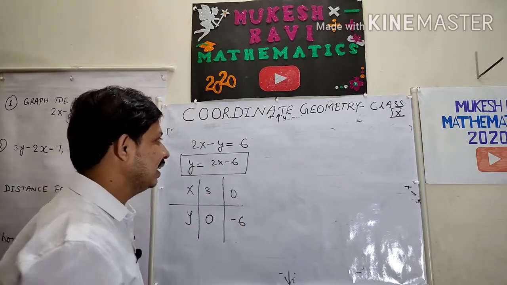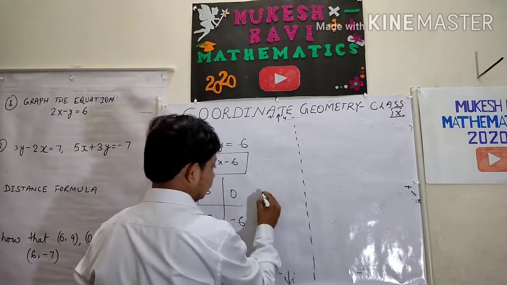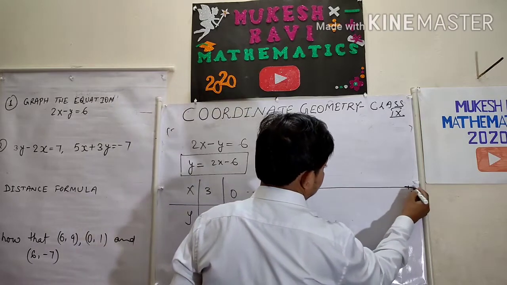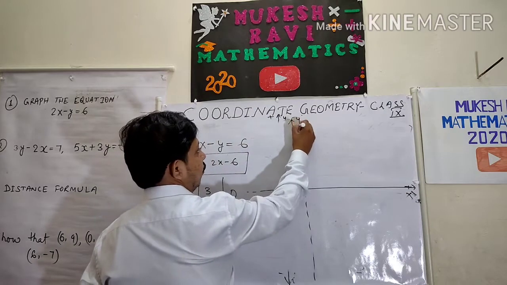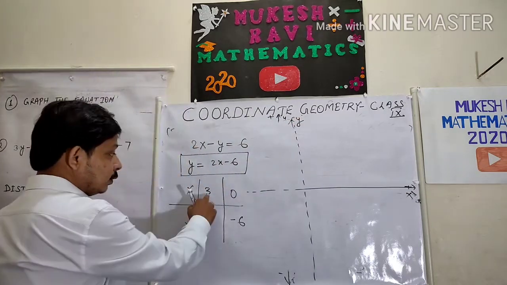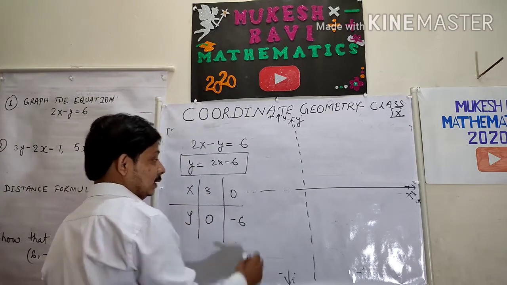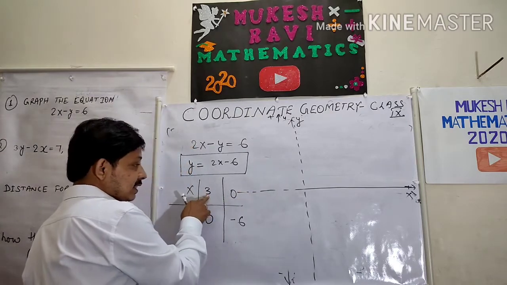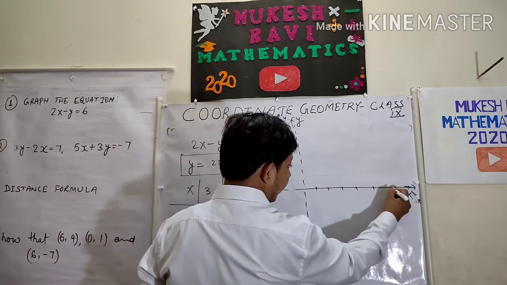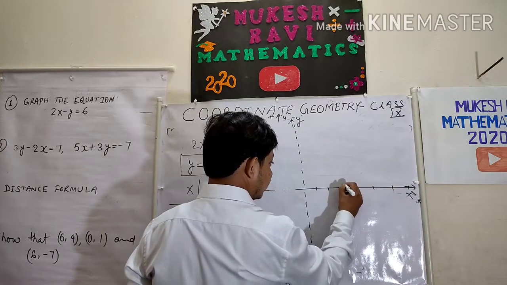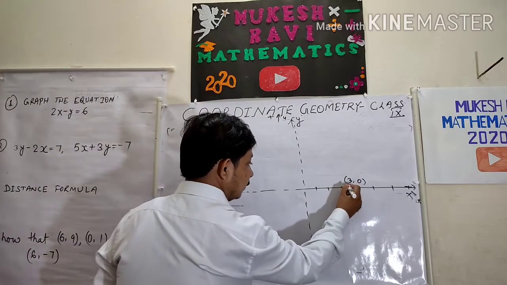How to plot this line? Suppose this is your x-axis, this is your y-axis. Now x equal to 3 and y equal to 0, and x equal to 0 and y equal to minus 6. Now, counting 1, 2, 3, 4, 5, 6. Suppose this is 3 and 0. This is 3 and 0. And then this line. Okay.